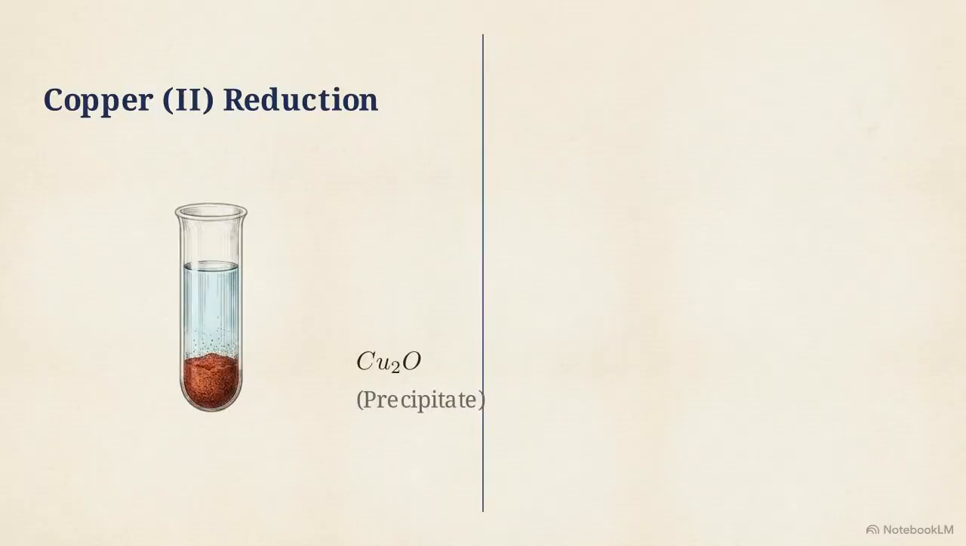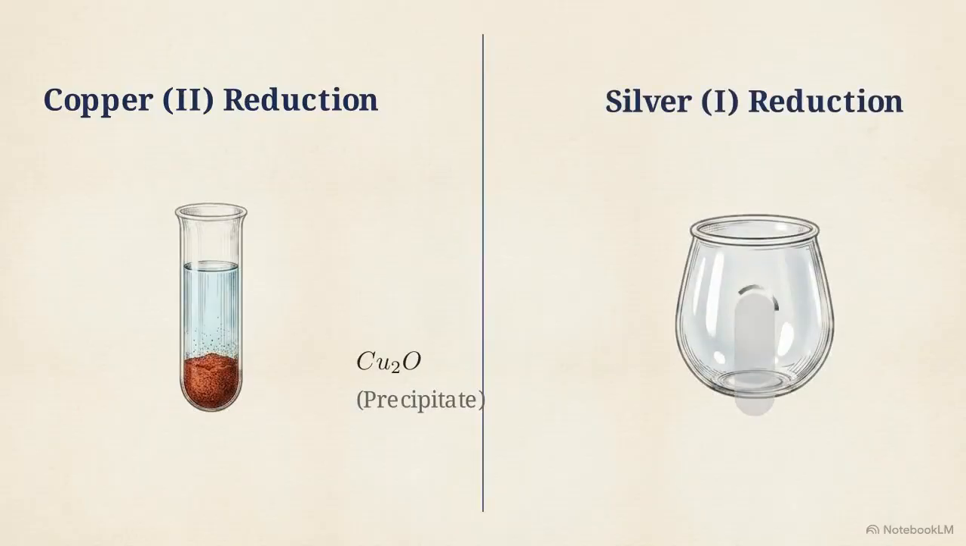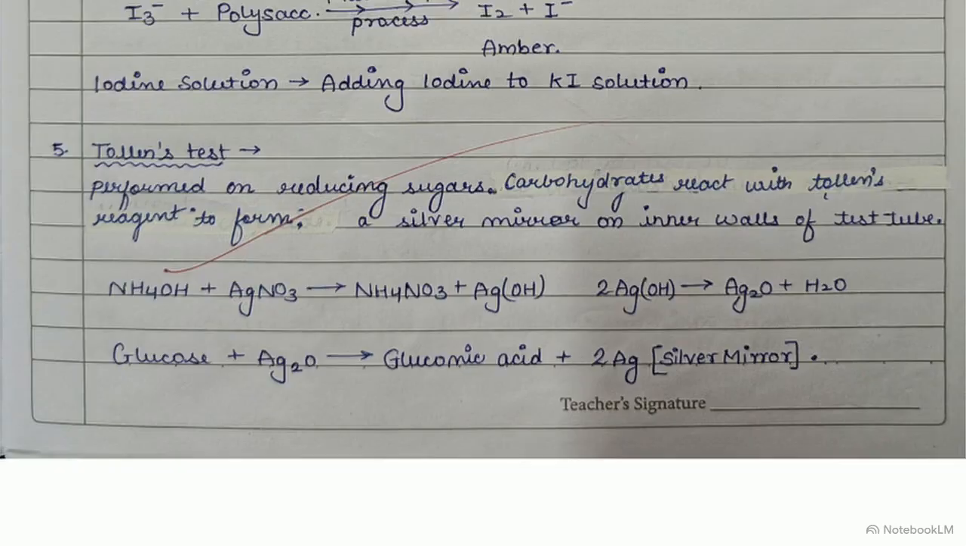Instead of copper, this reaction involves the reduction of silver ions into metallic silver. Here, silver oxide reacts with glucose to yield gluconic acid and pure silver. This metallic silver deposits onto the inner walls of the tube, creating a visible silver mirror.